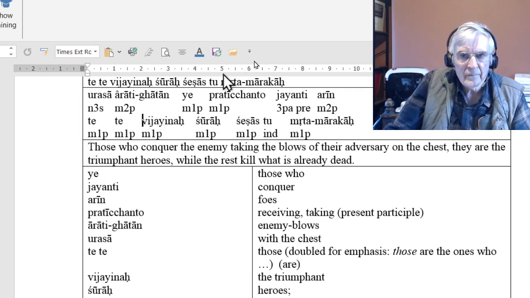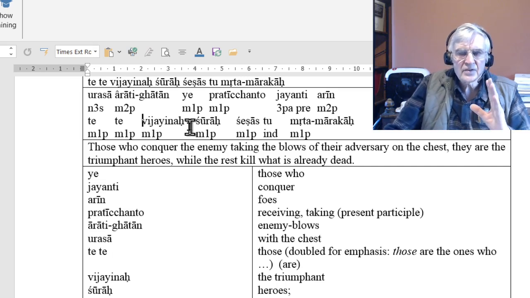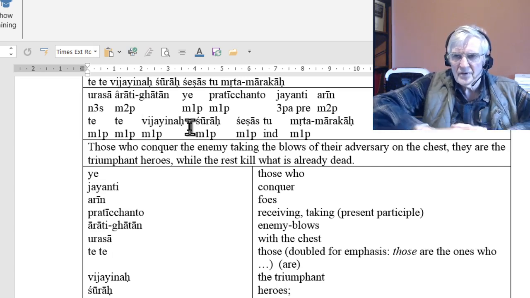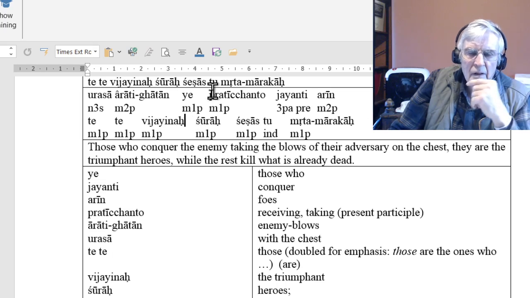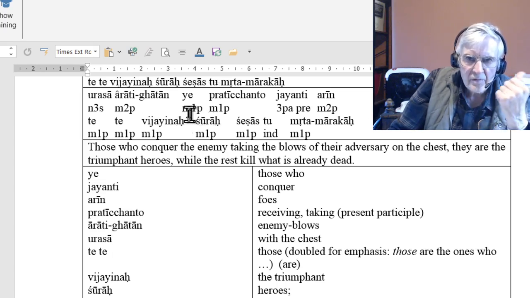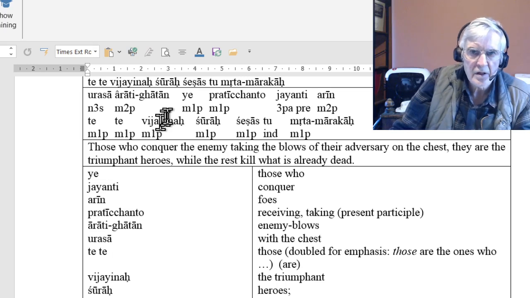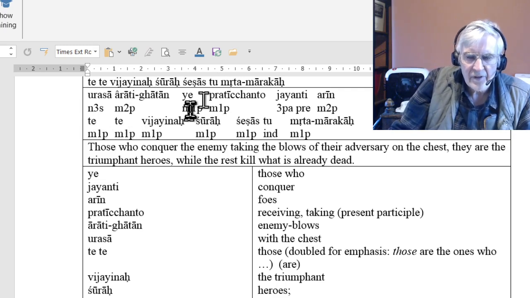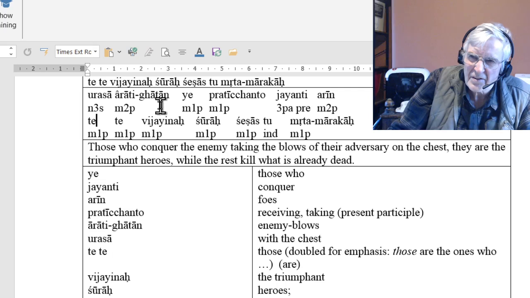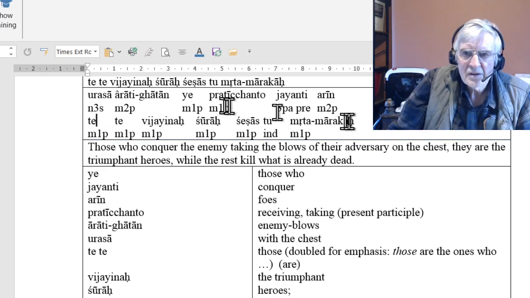So Jina is another word for a conqueror. Vijayin, one who conquers, with the prefix vi, has this emphatic force not only of conquering, but that of scattering apart, blowing them to bits. So Vijayanah, masculine plural, they are the Vijayanah shura. How does it translate? Triumphant heroes, the victorious heroes. Te te, like those, it is they, more emphatic. They are the ones who really are the triumphant heroes.